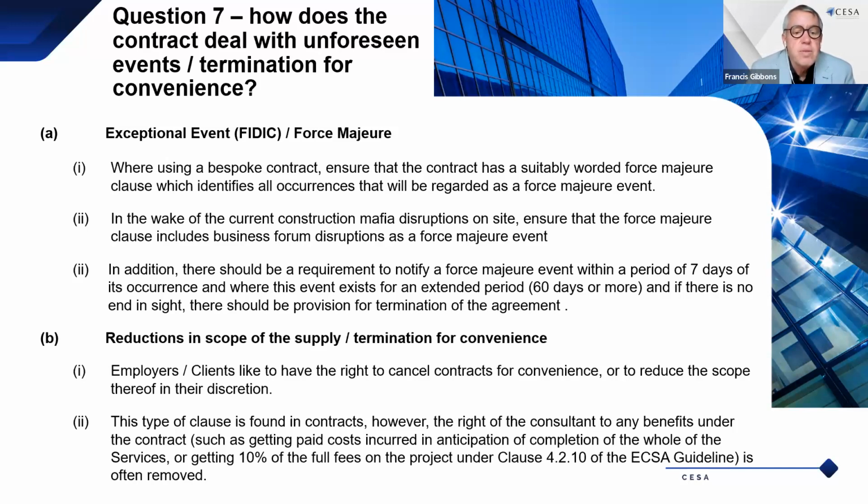Secondly, reductions in scope of supply or termination for convenience. Often employers and clients like to have the right to cancel contracts for convenience or to reduce the scope thereof in their discretion. This type of clause is found in contracts, however, the right of the consultant to any benefits under the contract, such as getting paid costs incurred in anticipation of completion of the whole of the works, or getting the 10% of the full fees on the project under the CESA clause 4.2.10, is often removed, so there's no additional fees due to the consultant if the client wants to terminate or reduce the scope of the contract.